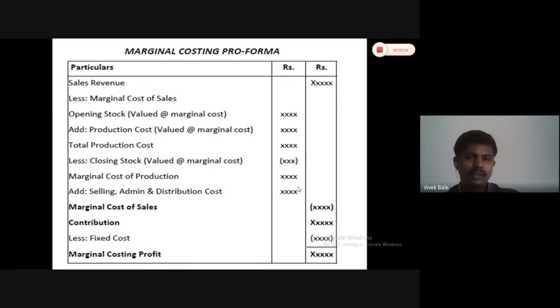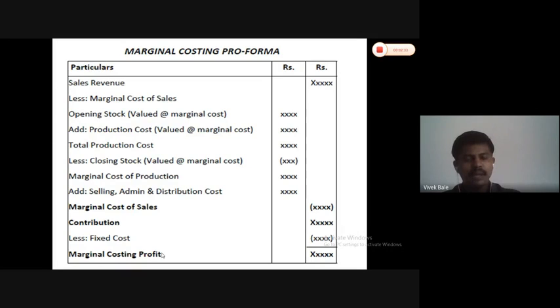In marginal costing, we are supposed to calculate the profit, and this is the proforma that we are going to follow for calculating the profit. Now the question is, sir, why is there a need for marginal costing? The reason is that another name for marginal costing is variable cost. And you know very well the nature of variable cost and fixed cost.